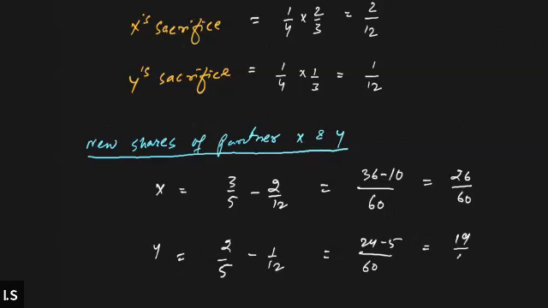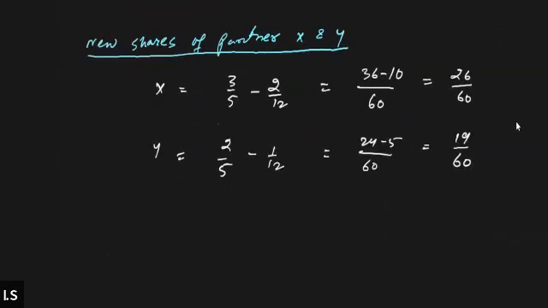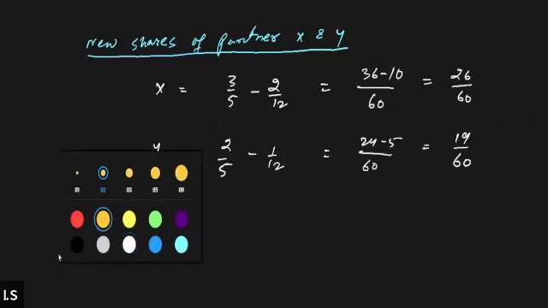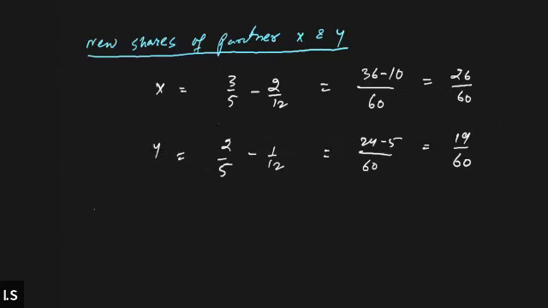This will be 19 by 60. Is that right? Is this calculation clear to all of you? Yes. So this is the new share for partner X and Y. Now we can find out the new profit sharing ratio of the partners.